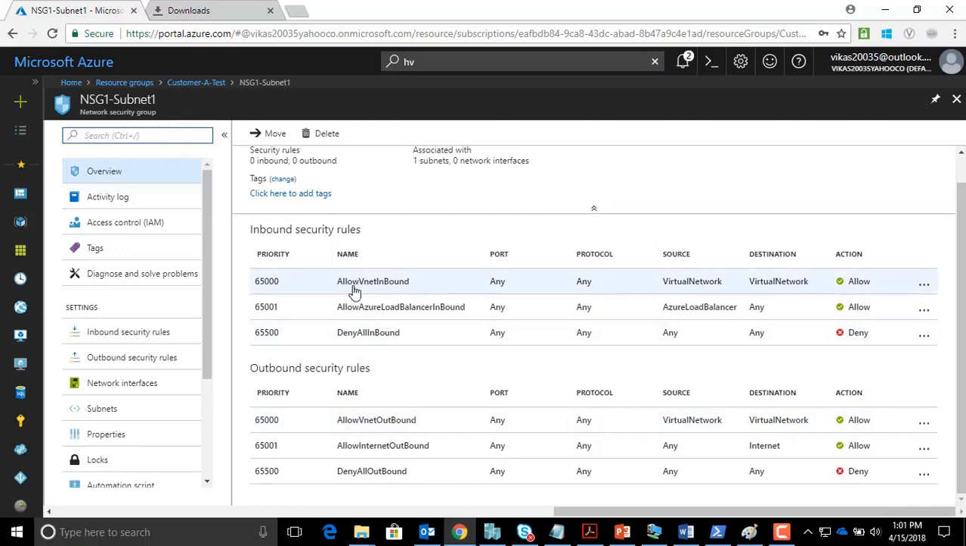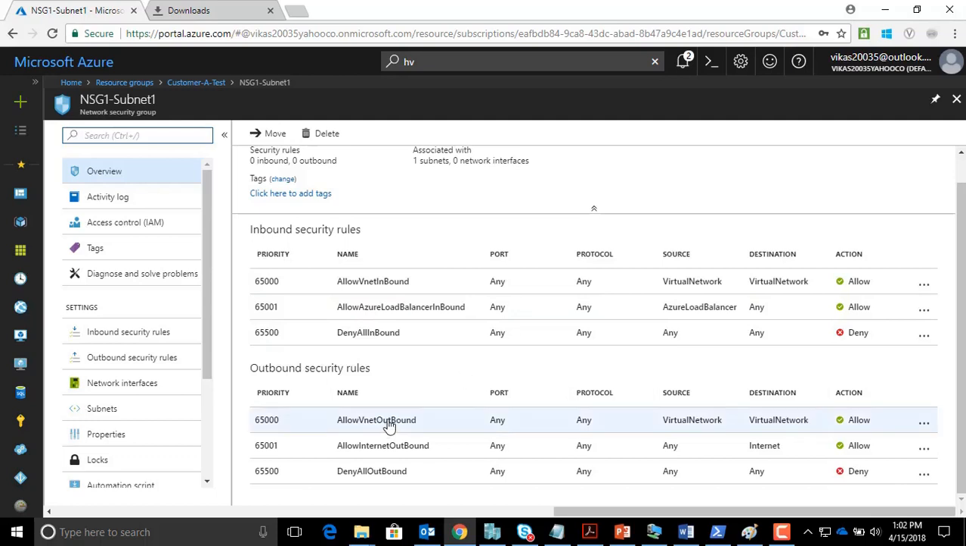So the first rule is allow VNet inbound. It means any communication between subnet 1 and subnet 2, VNet level inbound communication, is always allowed. If you have any load balancer, that is also allowed. Rest everything is denied. So it means at this moment RDP is also blocked.